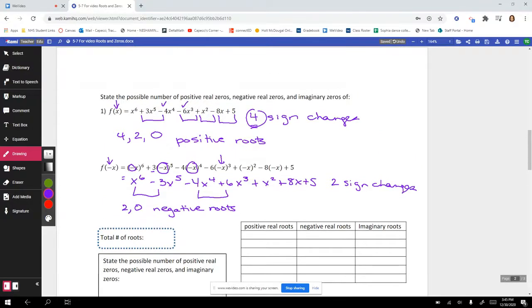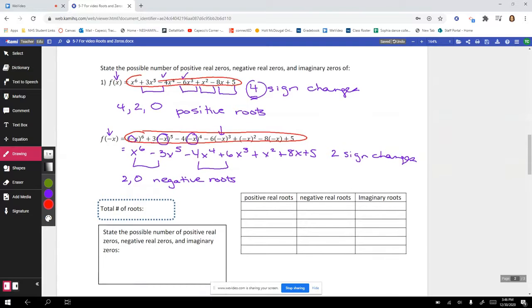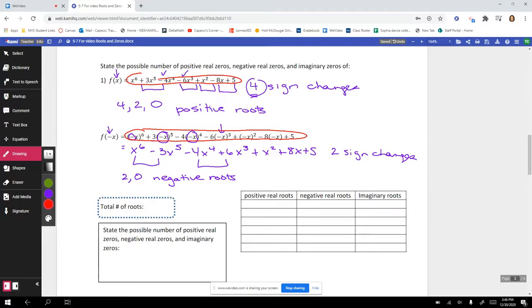Now, again, if we go back to the beginning, this right here and this right here was the same function that we started with. We just substituted either x or negative x. So the highest power there is 6, so the total number of roots I should have is 6.